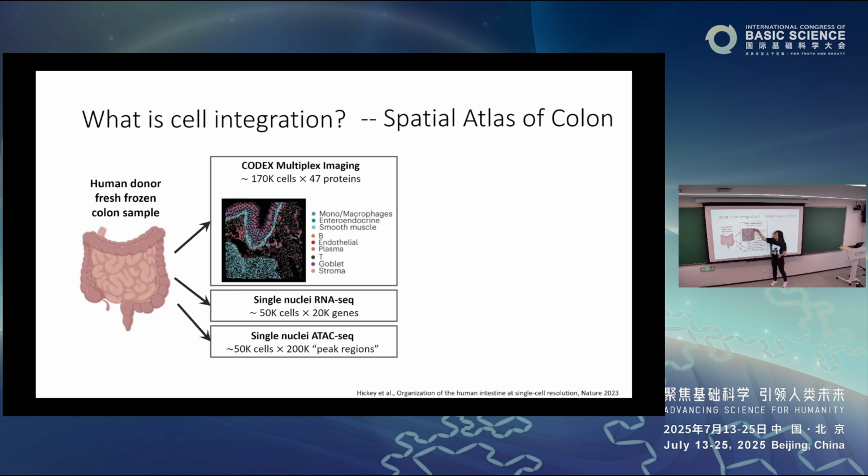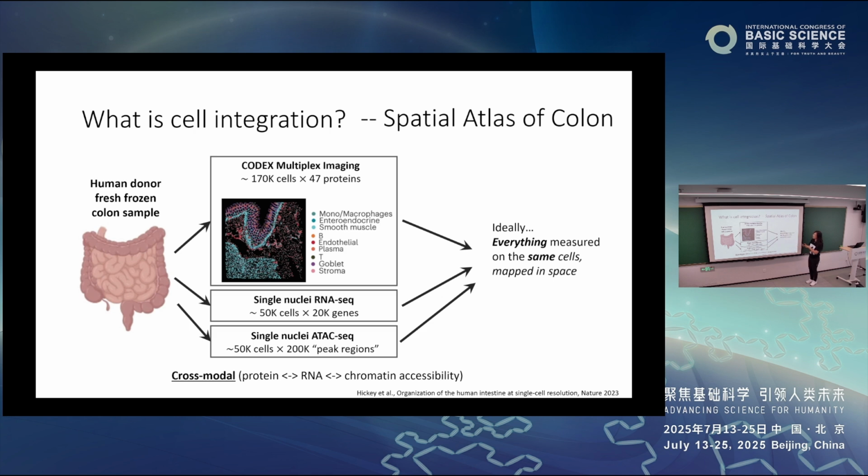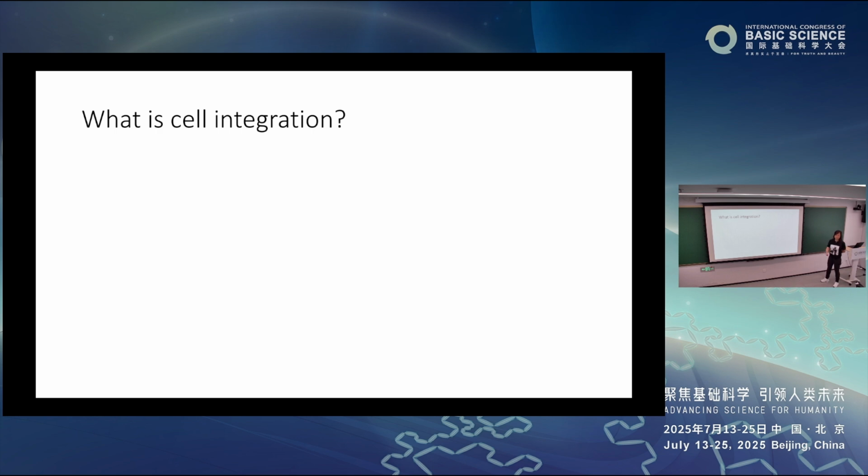So what we would like, ideally, is to measure all the modalities on the same cell mapped in space, right? But each experiment gives you something. There's no experiment that gives you everything. So in this case, what we want to do by integration is to integrate all 3 data sets so it feels like we're seeing every modality on every cell. Okay, so that's one example.